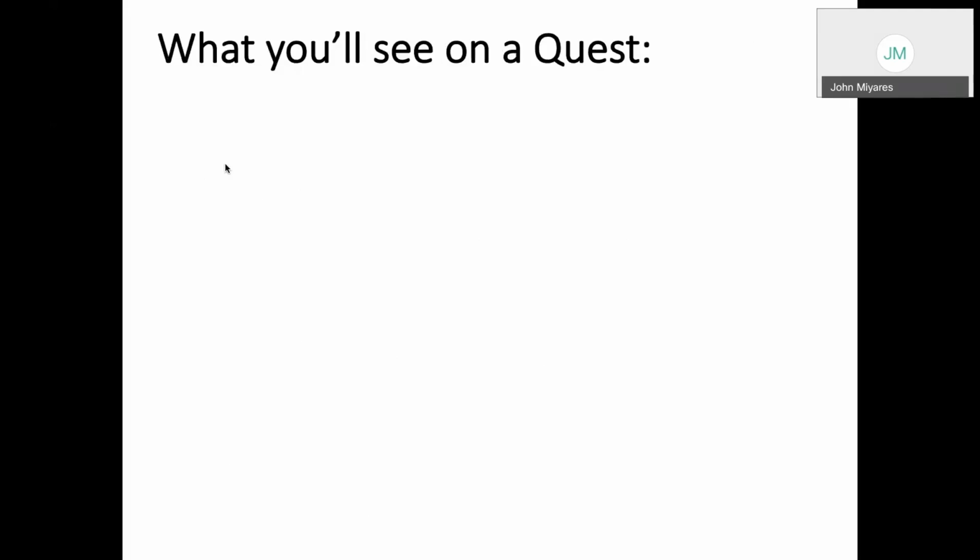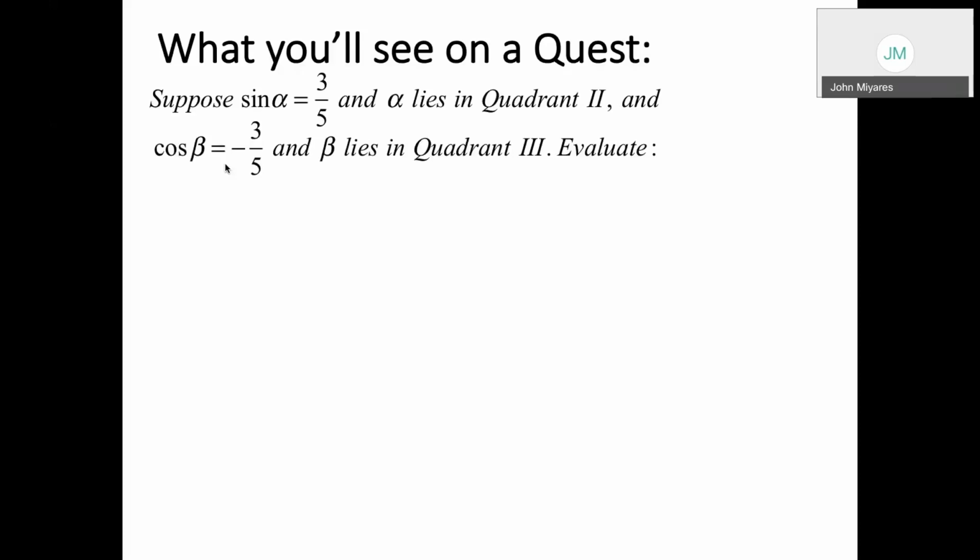In the final example, I want to show you something that will more likely than not be on the next quest. Suppose you're told that the sine of angle alpha is 3/5 and the terminal side of alpha lies in quadrant 2. Then you're also told the cosine of angle beta equals -3/5 and angle beta has its terminal side lying in quadrant 3. From here, you might be asked to evaluate the sine of alpha plus beta, the cosine of alpha plus beta, or the tangent of alpha plus beta.